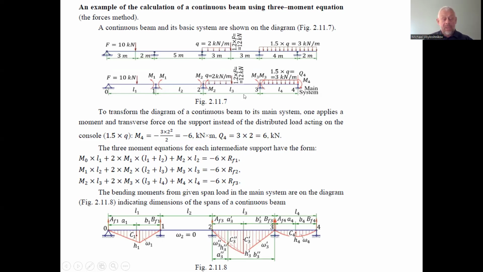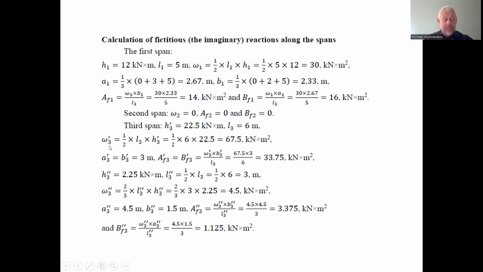Considering just this one single span, not the continuous beam for the whole span, separated from other spans by the hinges at the ends of the third span, we can find the area of the triangle shape, which we indicate by the stroke. So the area of the moment diagram of triangle shape on the third span is omega 3 stroke.